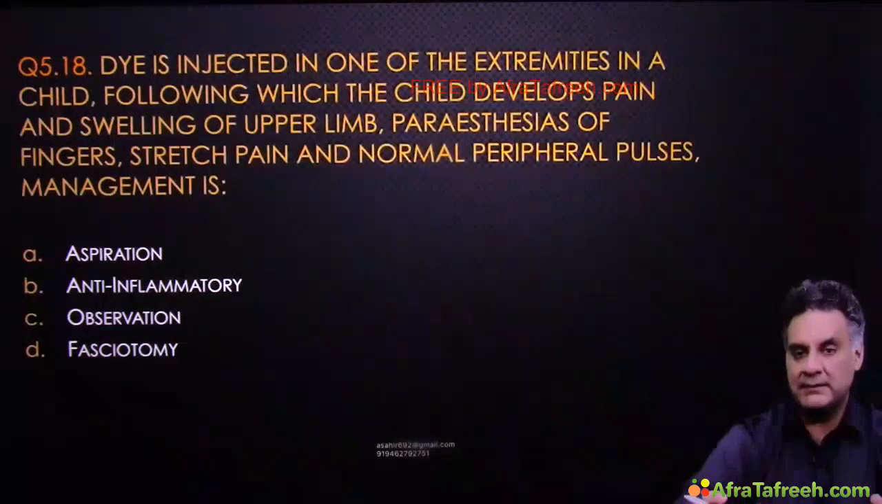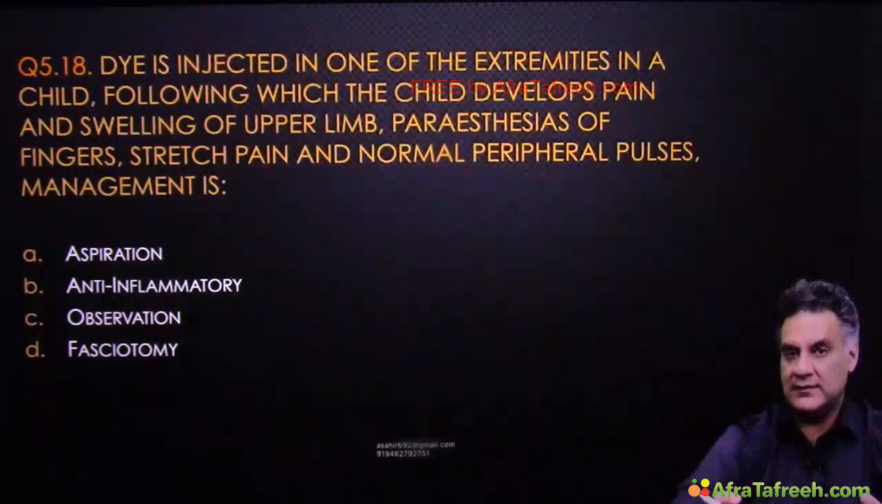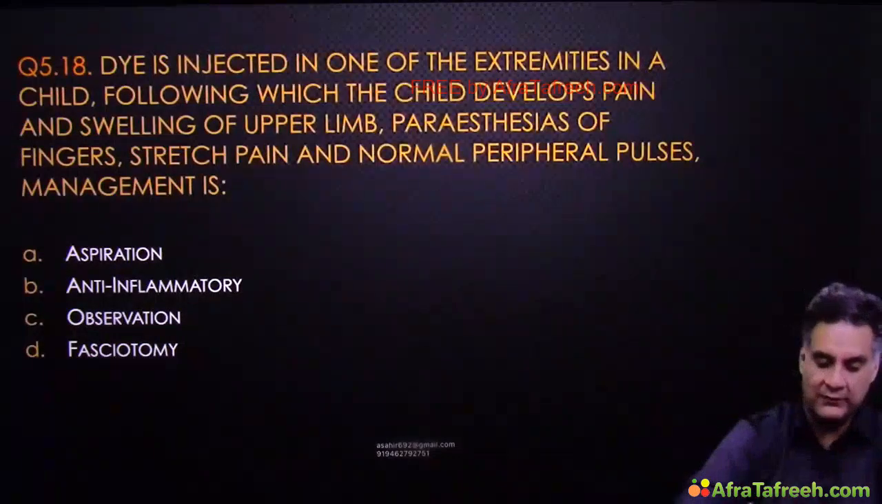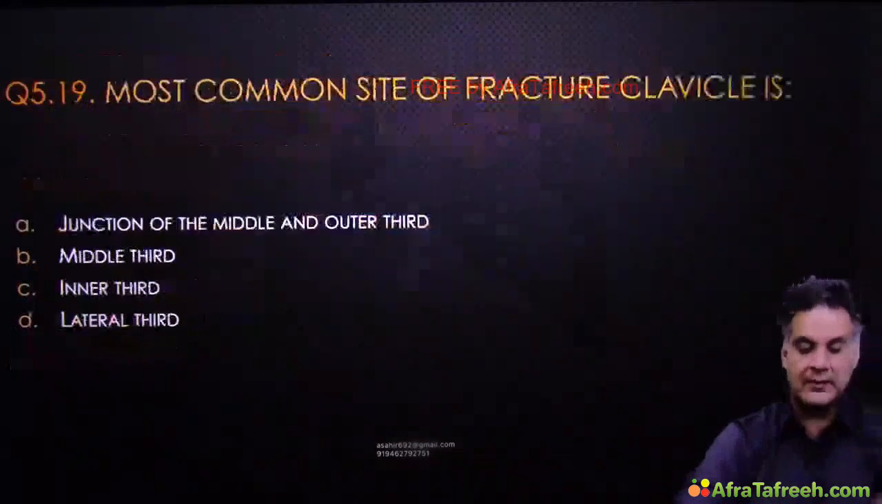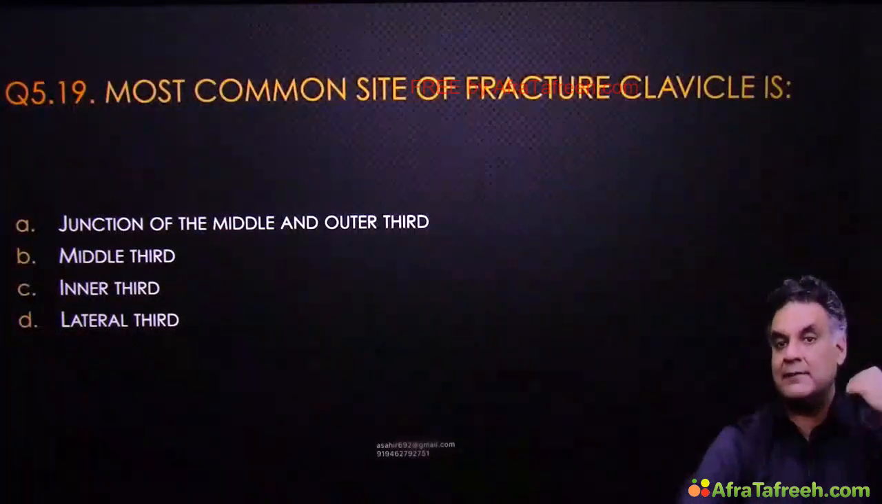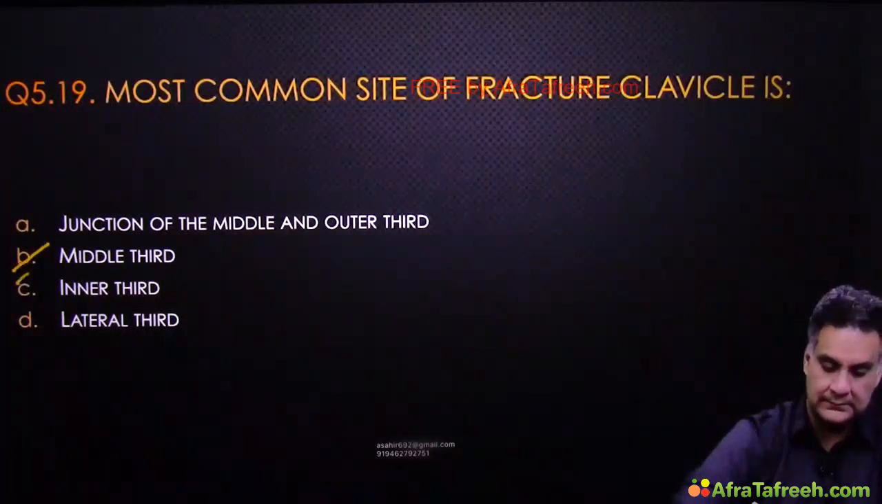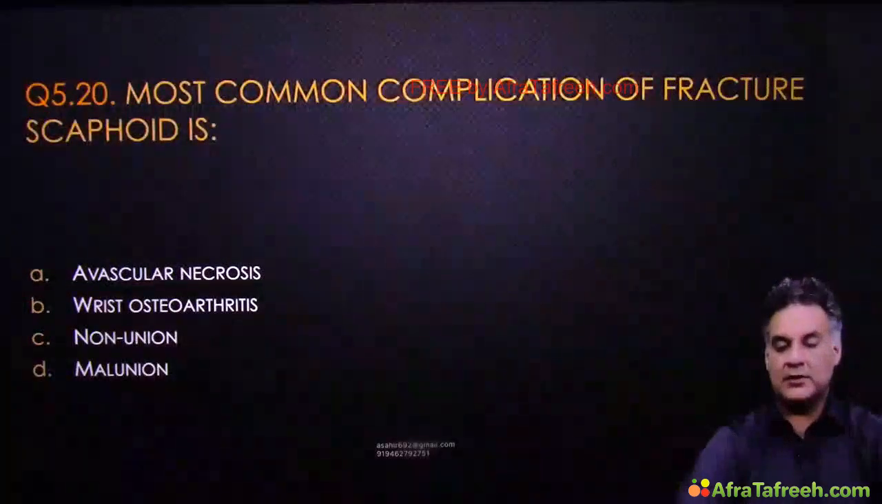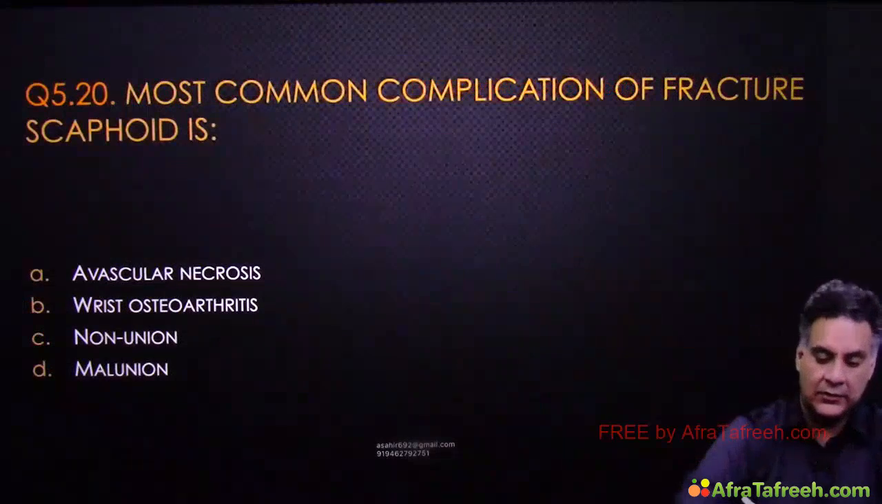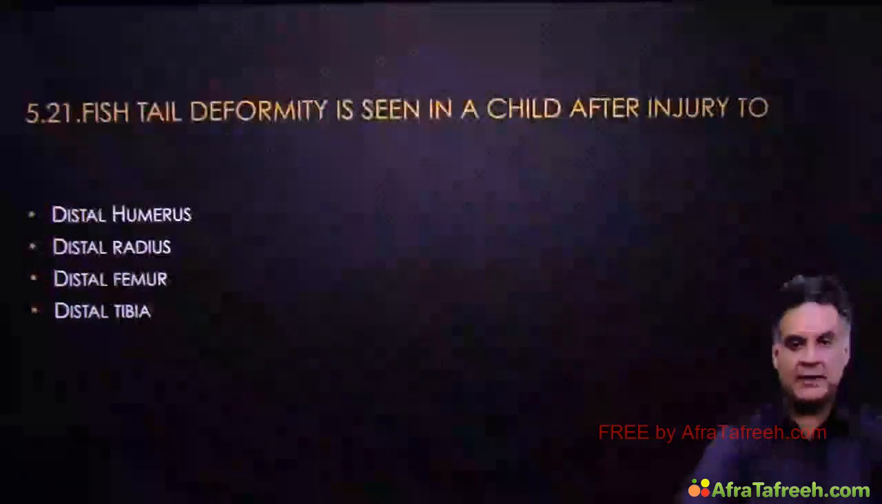Dye is injected in the extremities. Patient has a pain in the upper limb. Paresthesias. Stretch pain. Go for fasciotomy. Most common site of fracture clavicle, middle 1/3. Most common complication of fracture scaphoid, non-union. It's not AVN, remember that.